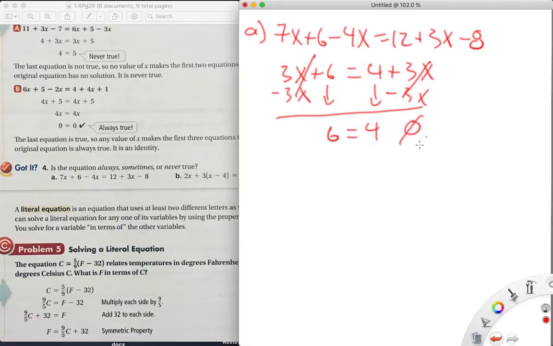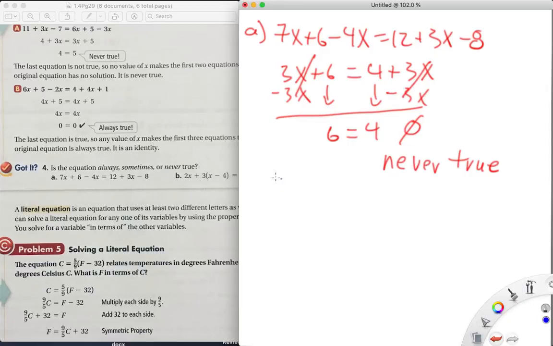It doesn't exist. So there's never going to be a situation where this is true, so we would say never true. There's never going to be a situation where we can find an x. These are situations where we have lines that are parallel. So there's no solution. They will never intersect. There's not a situation where they're both true at the same time.